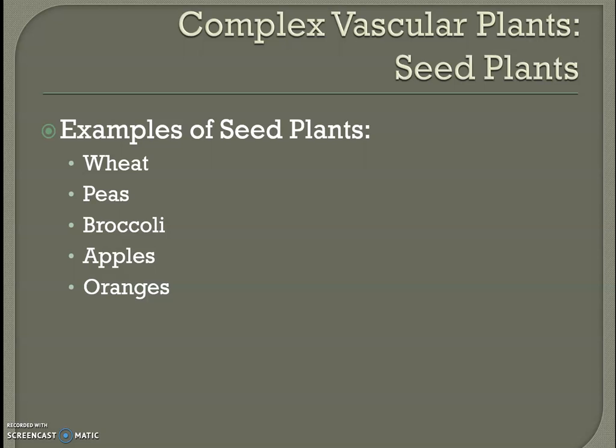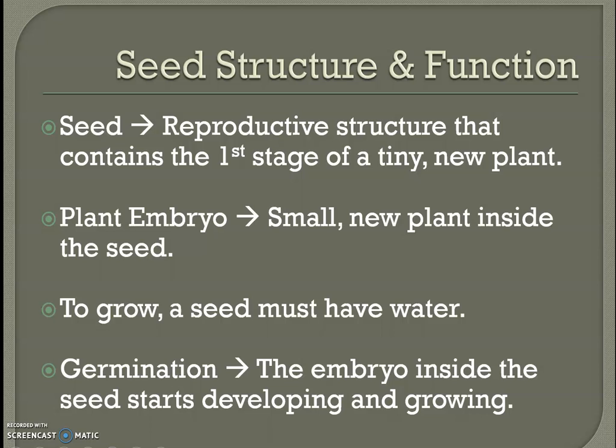Complex vascular plants, seed plants. Seed plants are anything that we would grow by putting a seed into the ground. Things like wheat, peas, broccoli, apples, oranges. There are a lot of them that are available as examples. The seed is a reproductive structure. It contains the first stage of a very, very tiny new plant. The plant embryo is small and has a new plant inside of the seed.